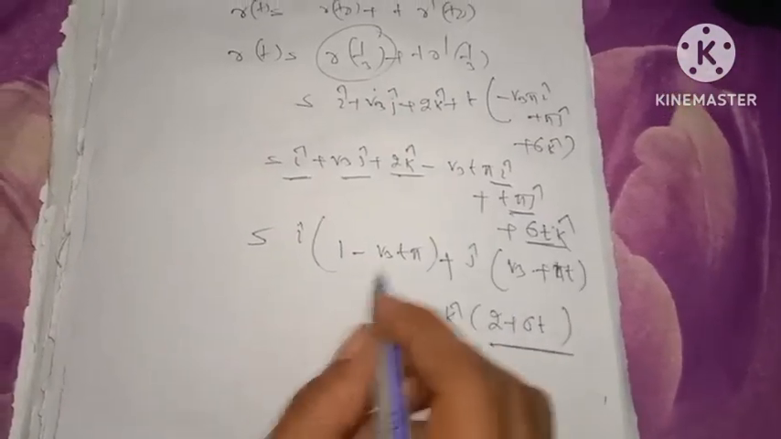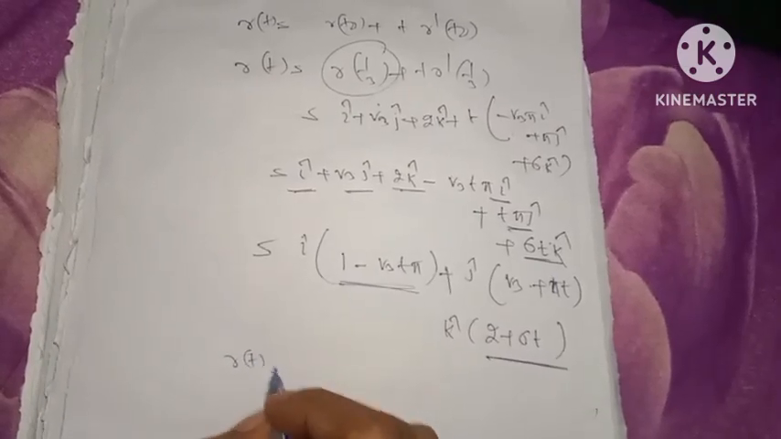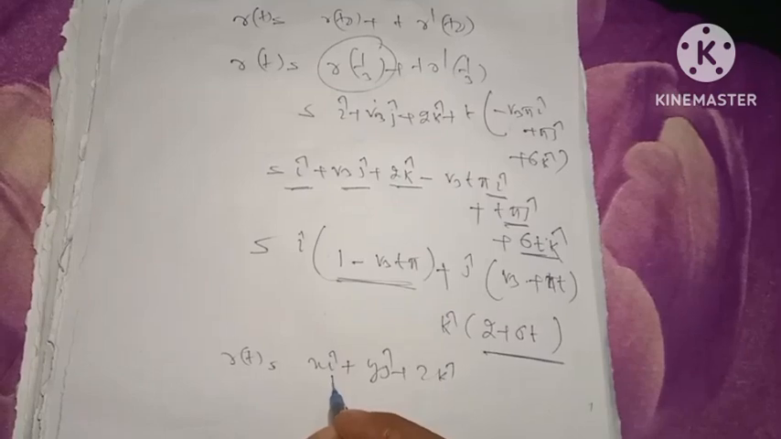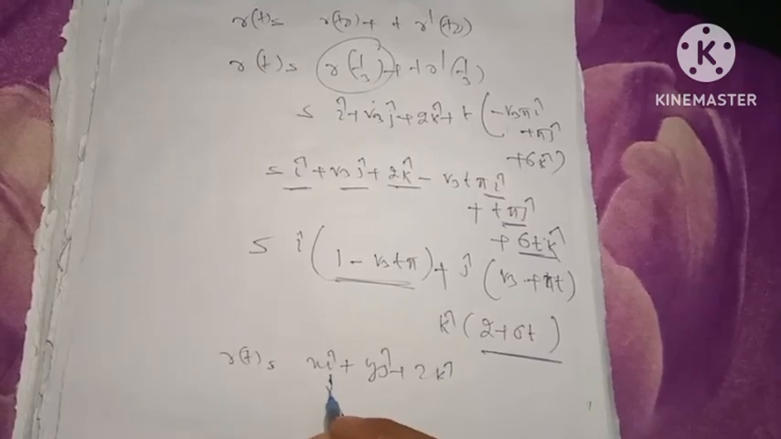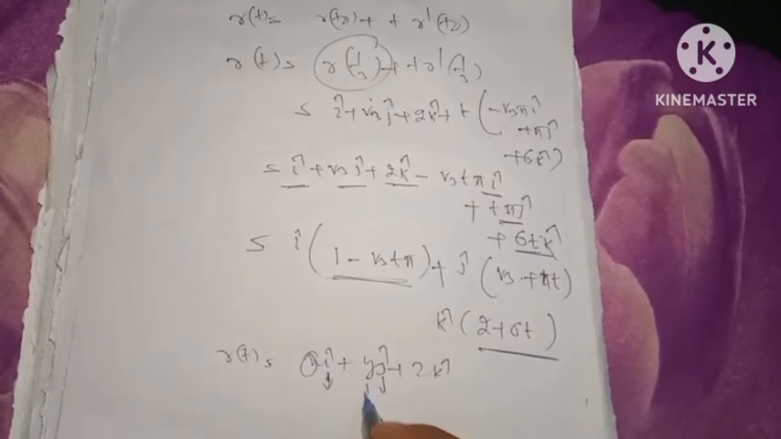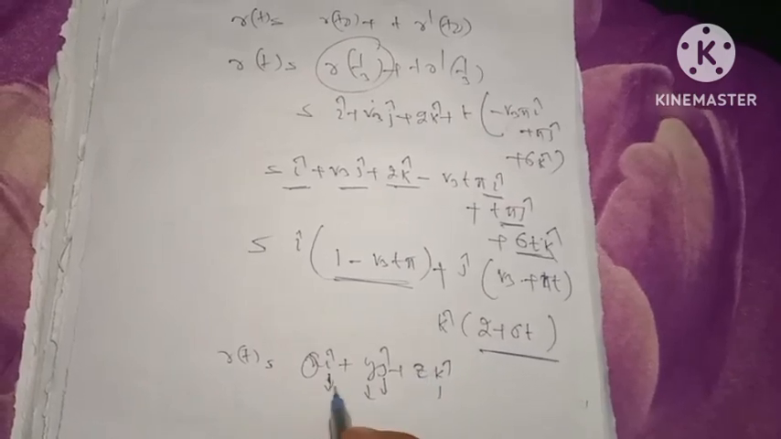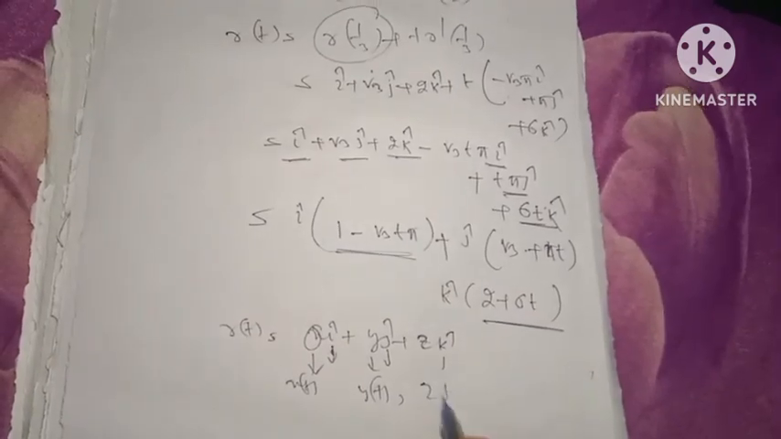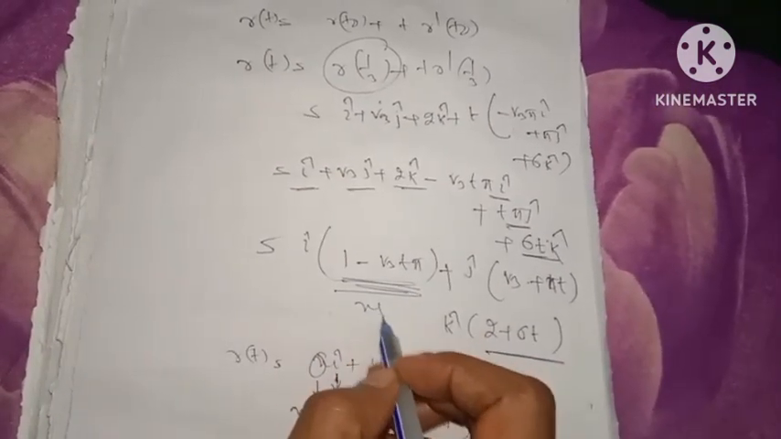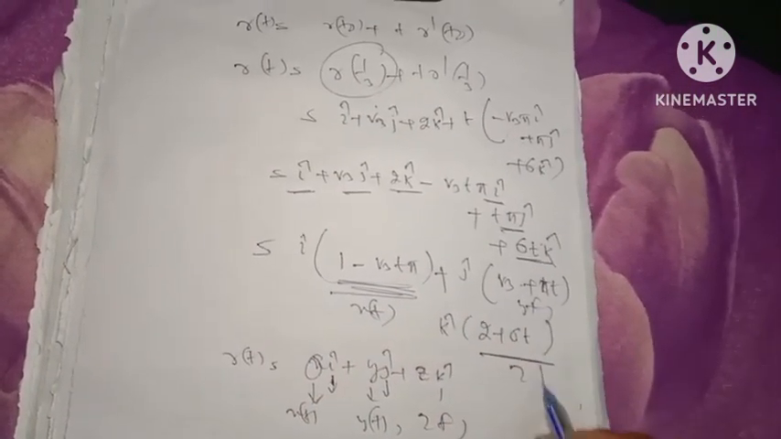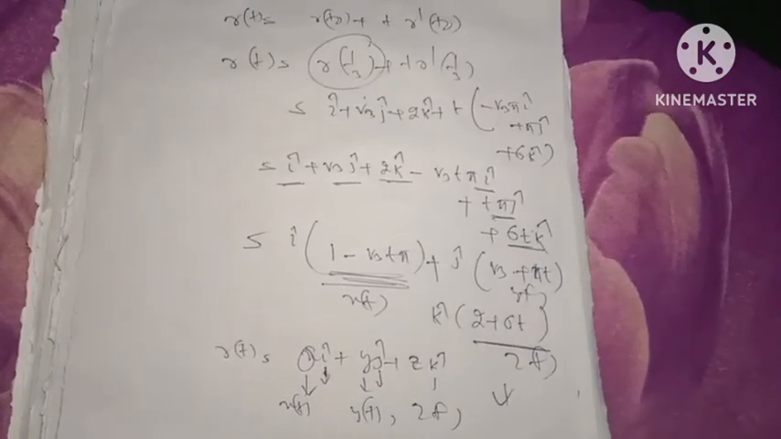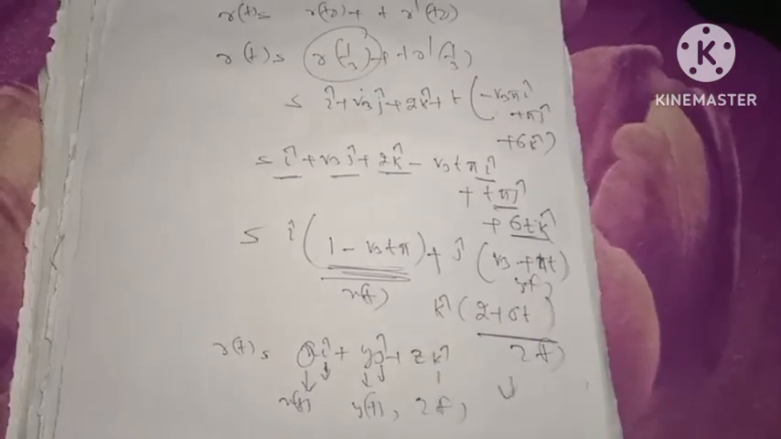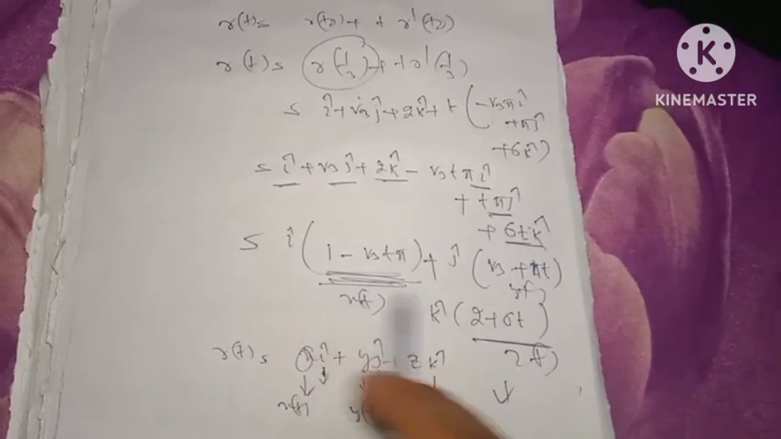We all know, suppose I will write r of t is equal to x of i cap plus y of j cap plus z of k cap. The i cap coefficient will be x, the j cap coefficient will be y and the k cap coefficient will be z. So this is the x of t, this is the y of t, this is the z of t. This is the solution of the given question, the tangent line.